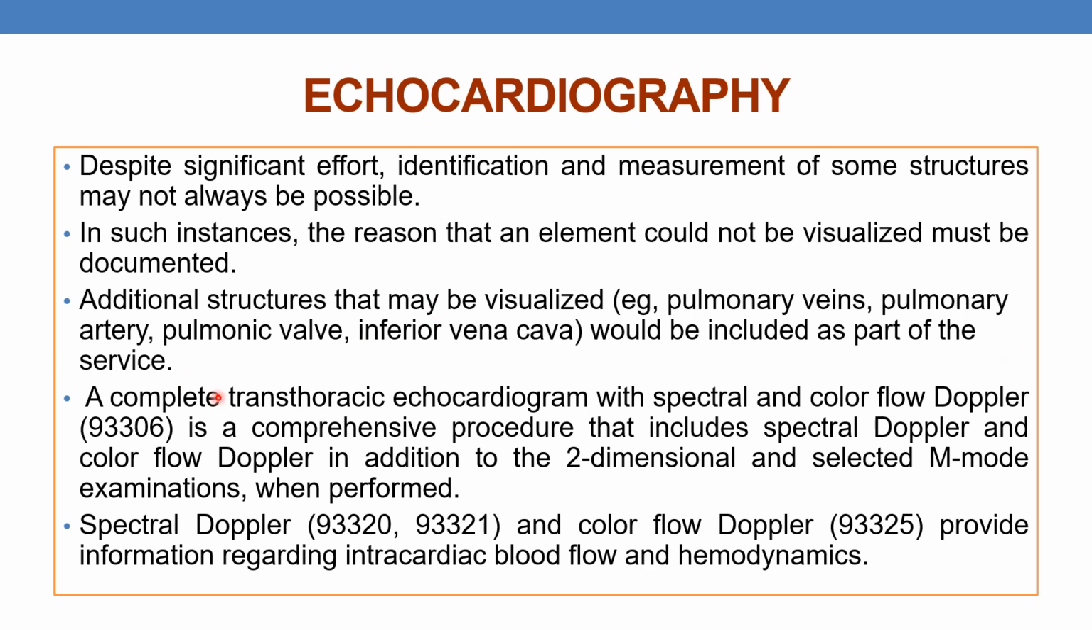The next is a complete transthoracic echocardiogram with spectral and color flow Doppler, which is given by the CPT 93306. It is a comprehensive procedure that includes the spectral Doppler and the color flow Doppler in addition to the two-dimensional and selected M-mode examinations when performed. And the spectral Dopplers 93320 and 93321 and color flow Doppler, which is given by the CPT 93325, provide the information regarding the intracardiac blood flow and hemodynamics.